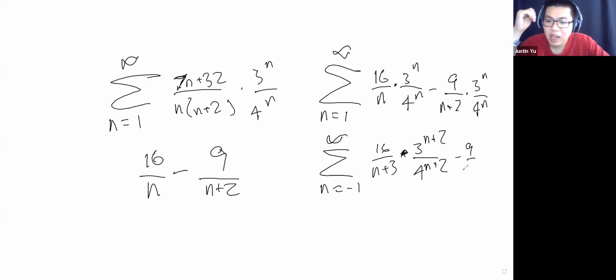Minus 9 over n plus 4 times 3 to the n plus 2 over 4 to the... Is this what you meant? Because this actually does not help. Wait, this does not help. I don't see the difference.